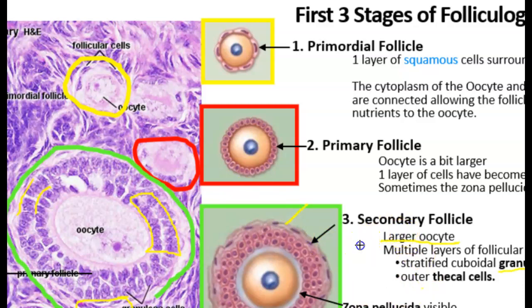They're called thecal cells. And you can clearly see the zona pellucida. It's filled with fluid, and that fluid was made by the pink granulosa cells, the cuboidal cells. So we're accumulating fluid around the oocyte.